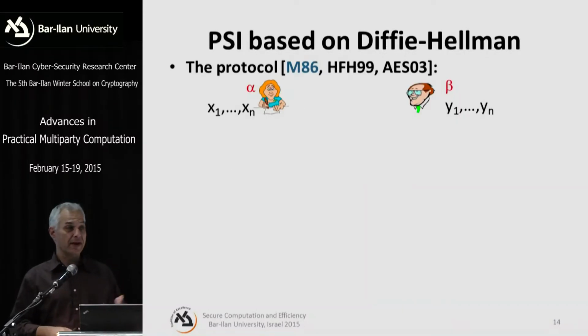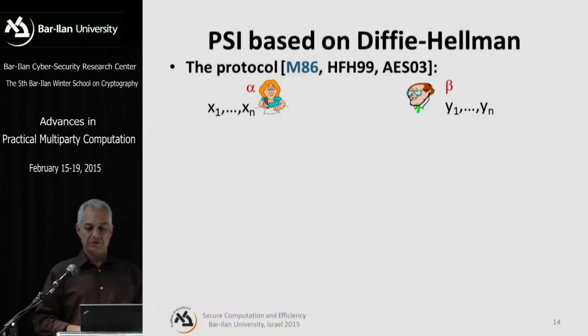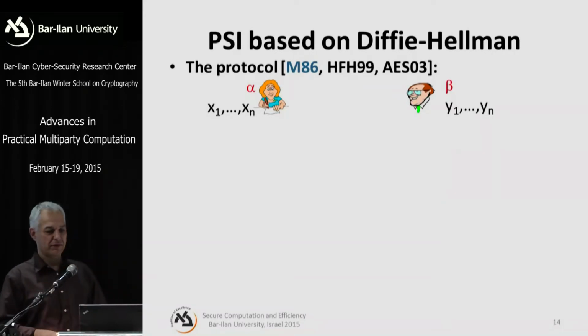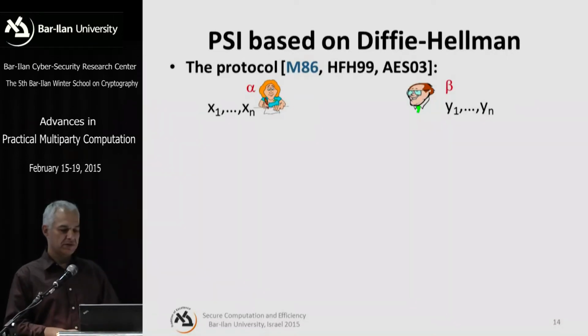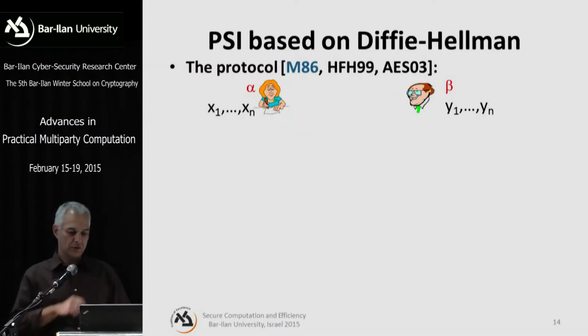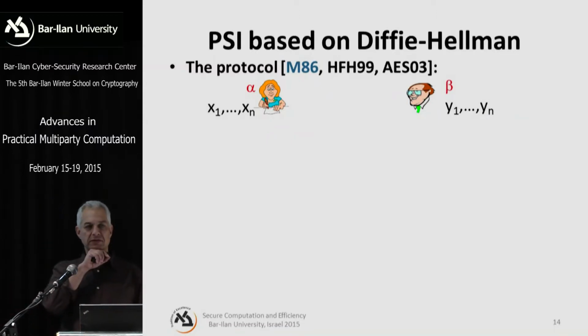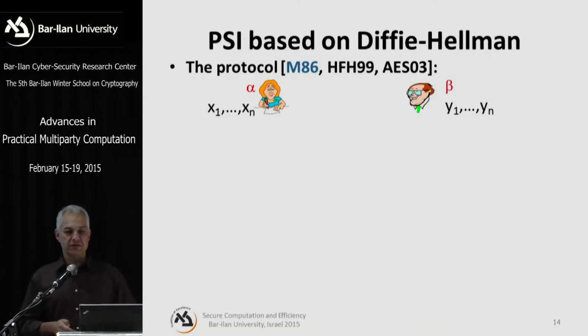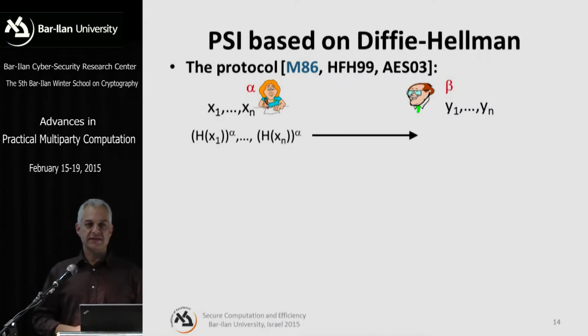So here's the protocol. And surprisingly, it was presented even in a paper of Catherine Meadows from '86, although she doesn't say it there. Then it was presented again in a paragraph in a paper from '99, and then it was proved by that paper. And the proof is in the random oracle model, and the protocol goes like this. So Alice has a secret exponent alpha, and Bob has a secret exponent beta. And they have the list of elements. What Alice does, she computes a hash of each of her elements, raises it to the power of alpha, and sends to Bob.